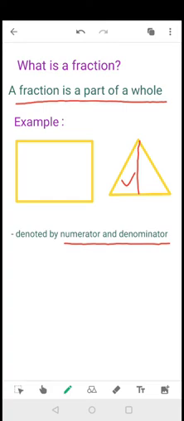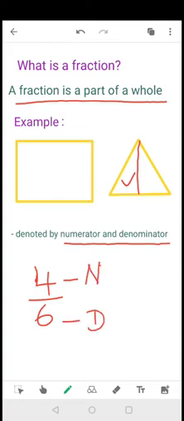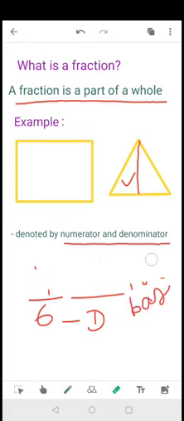It is denoted by numerator and denominator. For example, 4 upon 6. This 4 is known as numerator and 6 is denominator, and the line is known as fraction bar. What is numerator and denominator?